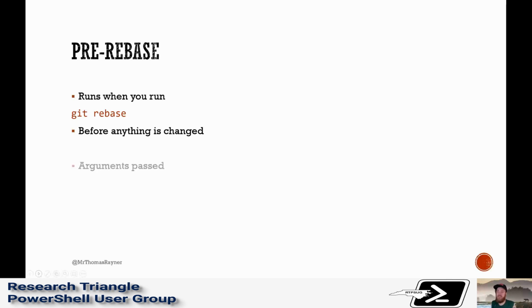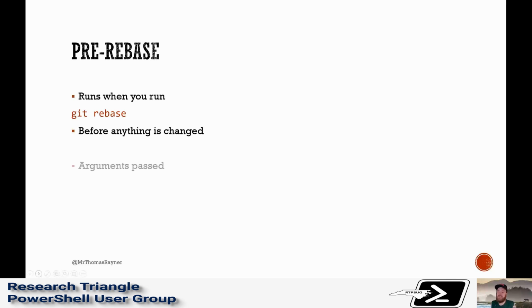Pre-rebase, so this runs when you run git rebase, pretty self-explanatory in the name. But the big deal is it runs before anything gets changed. Rebasing is super powerful in Git, and it allows you to rewrite history. Especially if you have permissions to push rebased history to a remote, you can delete previous commits. You can change commit messages. You can change a lot of different stuff with rebasing.